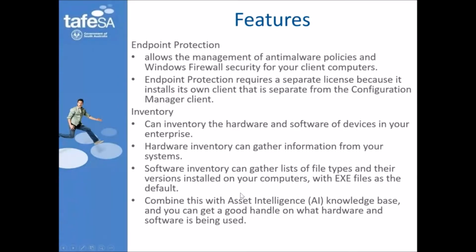Hardware inventory can gather information for you from your systems. Software inventory can gather lists of file types and their versions installed on the computer, with exe files such as the default. We can combine this with asset intelligence or the AI knowledge base, and you can get a good handle on what hardware and software is being used. And what's even better is that we can see what hardware and what software is being used, and we can also at the same time know what software and hardware is not being used.